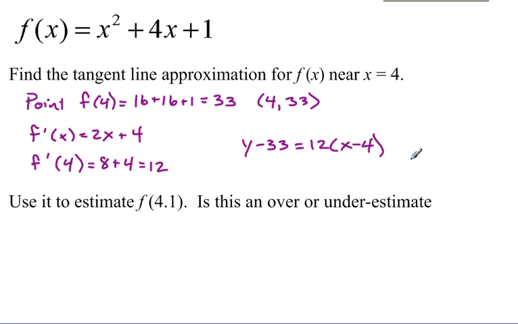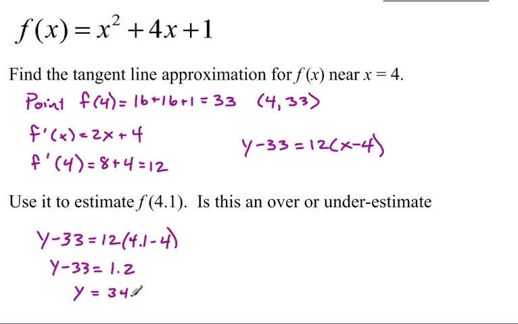And what use is that? Well, it's good to estimate things like f of 4.1. I would not enjoy figuring out 4.1 squared plus 4 times 4.1 plus 1, but I could use the tangent line to get a pretty good approximation. So let's give this a go. 12 times (4.1 minus 4), and I get y minus 33 equals 12 times 0.1, which is just 1.2, and y equals 34.2.